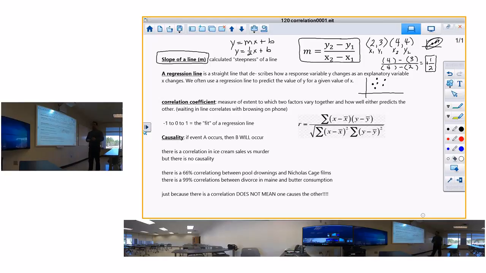Now a regression line is taking a mathematical line like that and placing it in between these points to where it's called a regression line, and it's called the best fit. Okay? It's the best fit between all 6 of those points.